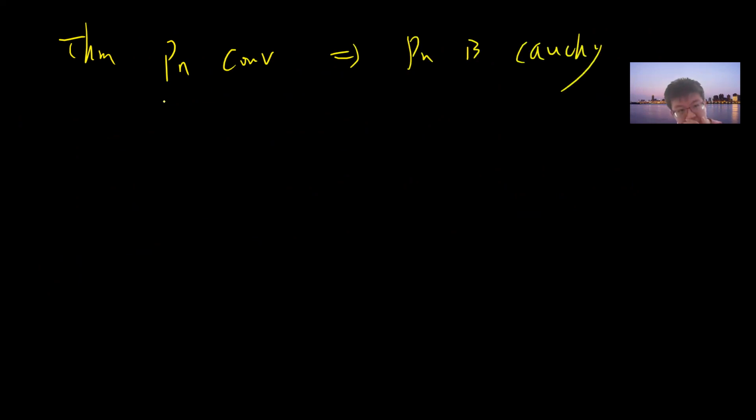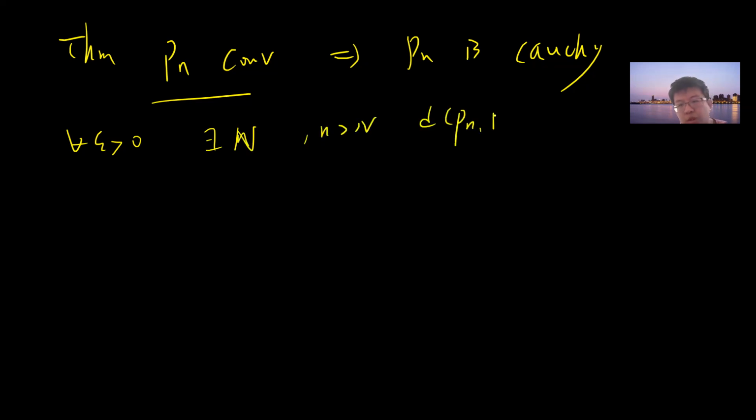Okay, so let me just write down the words, right? Converge means that for any epsilon, you can find N such that when n is greater than N, your d(p_n, p) for some p is less than epsilon. But Cauchy means that from N on, any two points are constrained. So this is trivial, right?